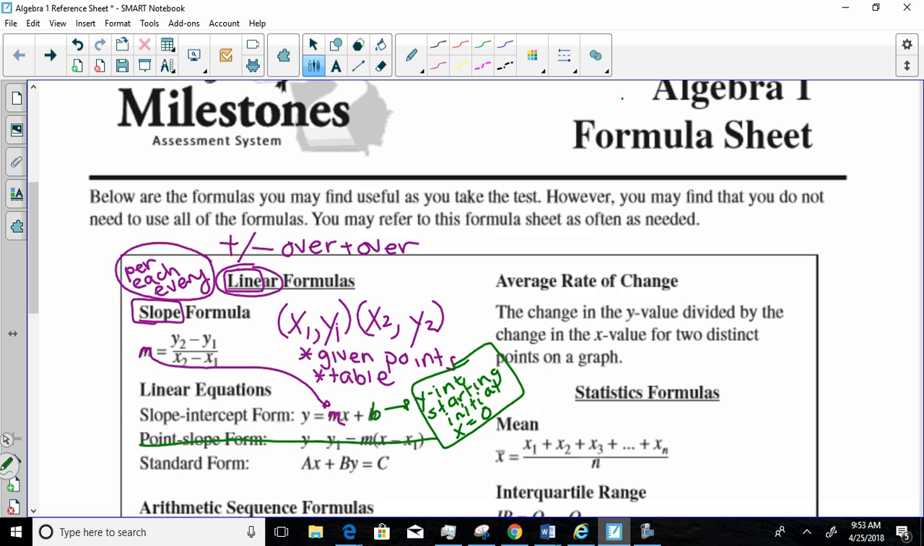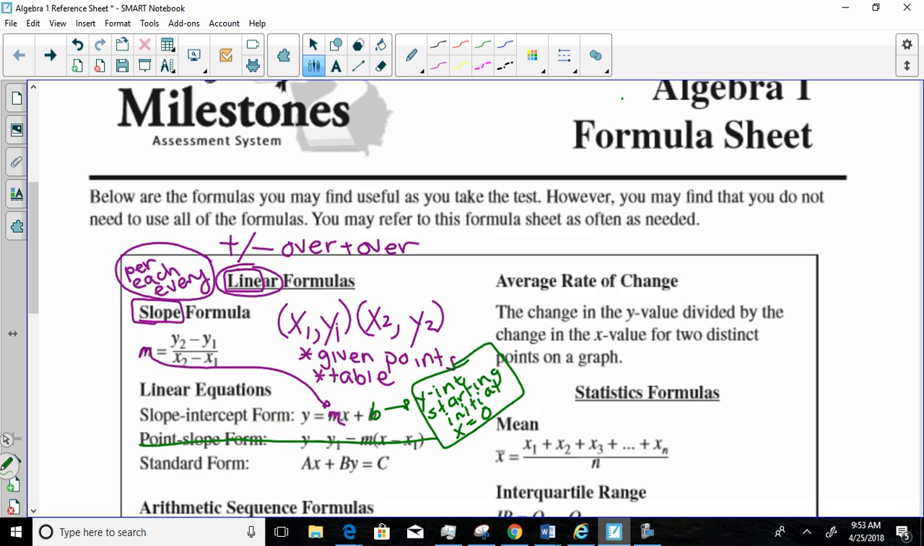Standard form is ax plus by equals c. That's when x and y are on the same side. When both are in standard form and we're doing system of equations, what do you use? Substitution, elimination, elimination.